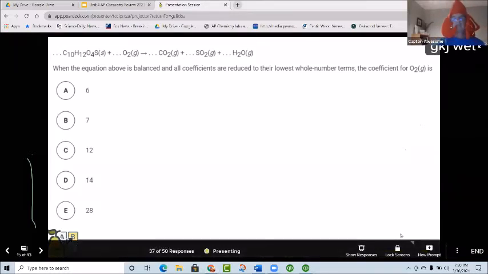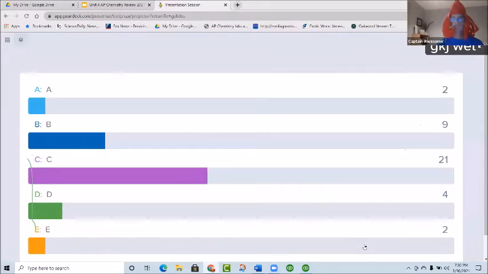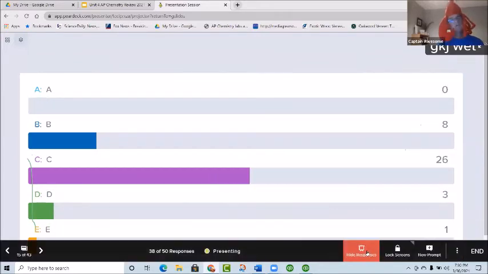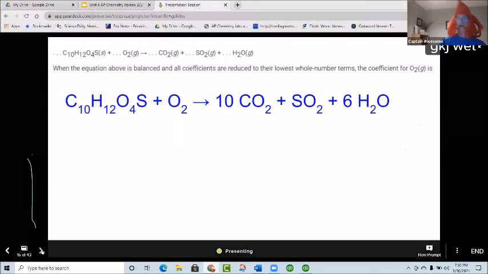All right, so let's see. You got 37 responses, and y'all are saying C by and large. Okay, so far so good. Man, I hope C is the right answer. So this is how I would have actually done this question.